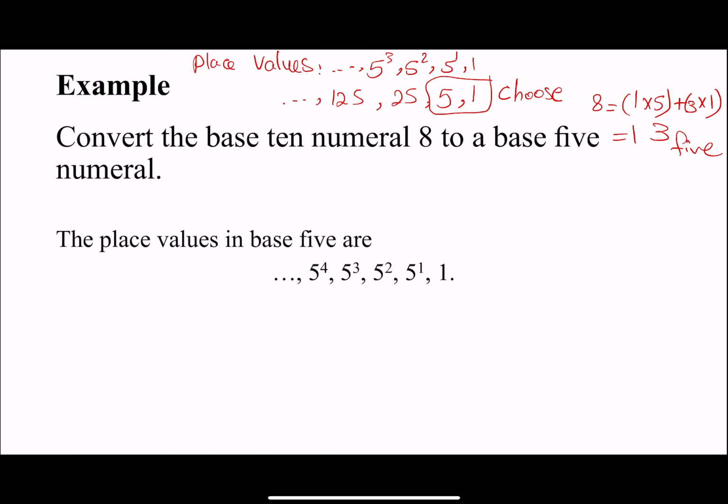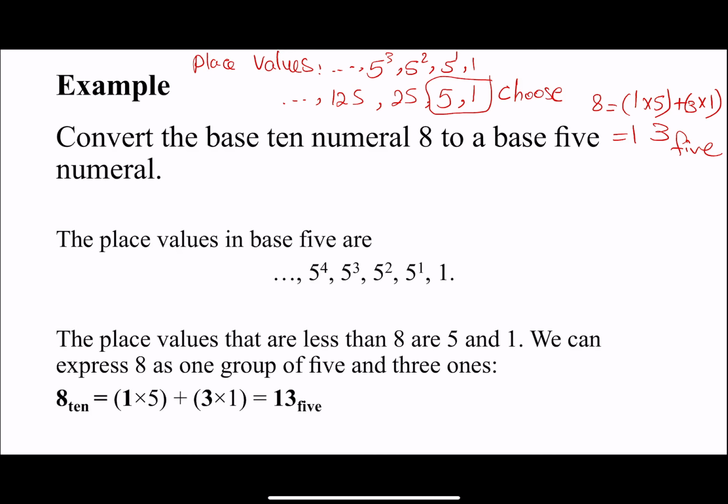So I wrote down the place values in base 5. I pick the place values that are equal or less than the numeral that we want to convert. Here 8, so these are 1 and 5. Then I saw how many groups of 5 and 1 actually build up 8. I found that 1 group of 5 and 3 groups of 1 build up 8. So 1, 3. So 8 is actually 1, 3 base 5. Here we go. Right? Very, very easy.